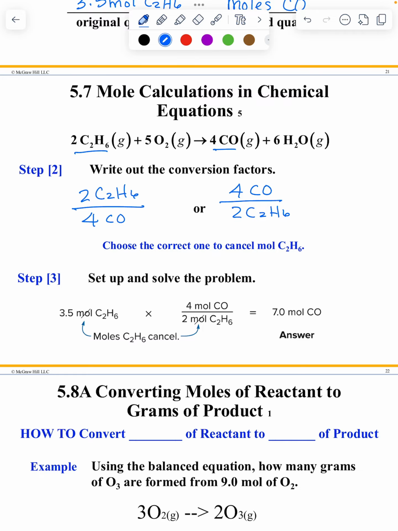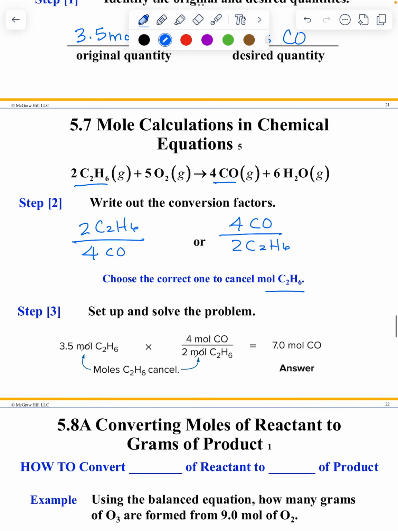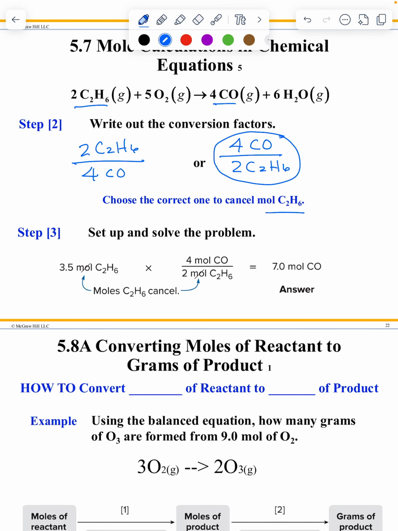So you see they set up the problem. This is the given amount. We chose the conversion factor that allows us to cancel out moles of C2H6. And so then we do the math, 3.5 times 4 divided by 2 gives us an answer of 7.0 moles of CO.